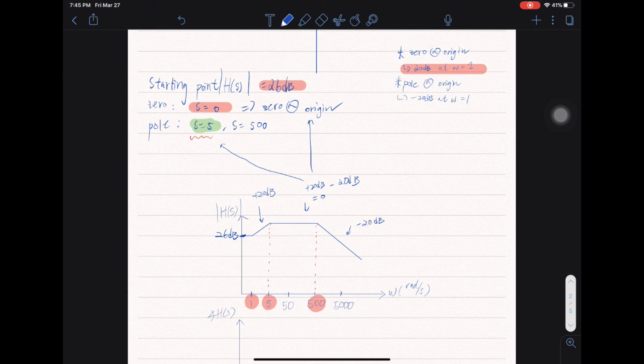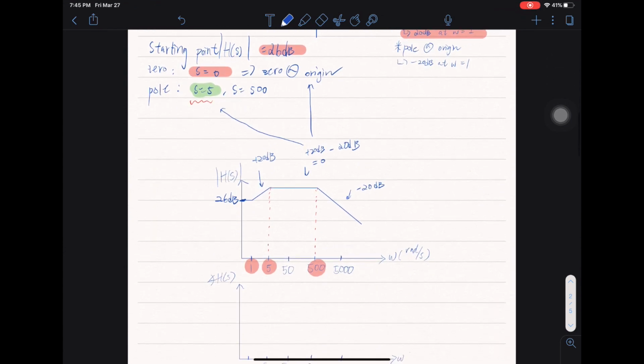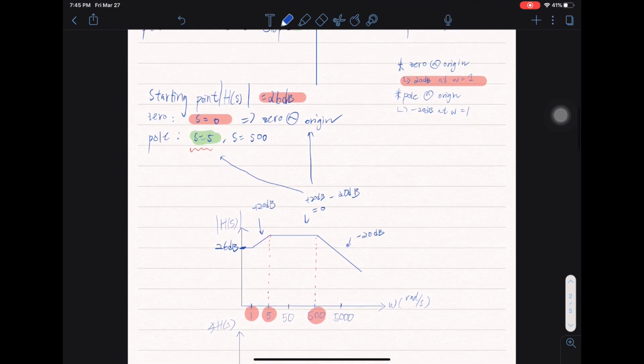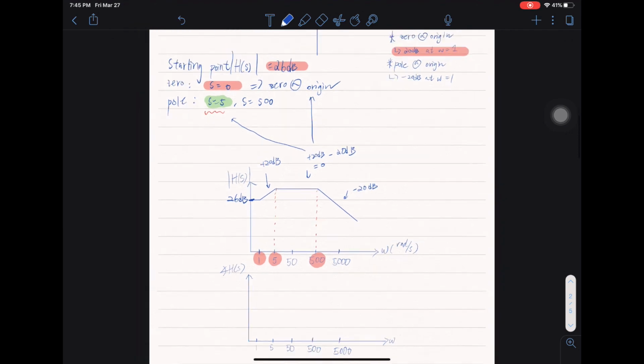Because we do not have a positive 20 dB previously, we do not cancel it out. So we will have a negative 20 dB. So that's pretty much it for the magnitude plots. So let's look at the phase plots.